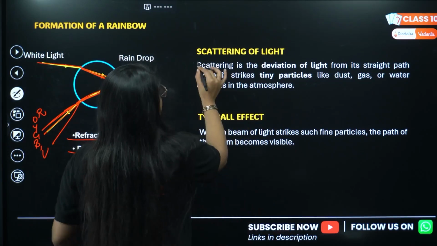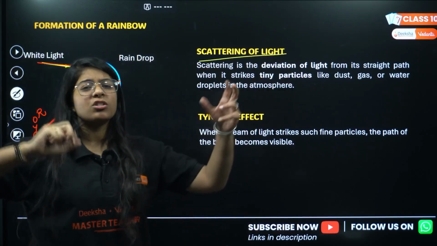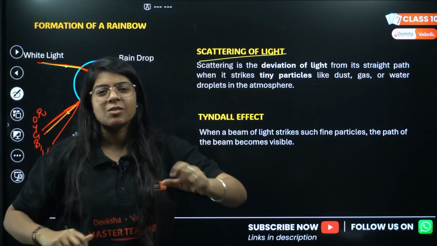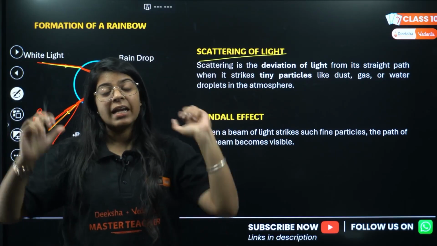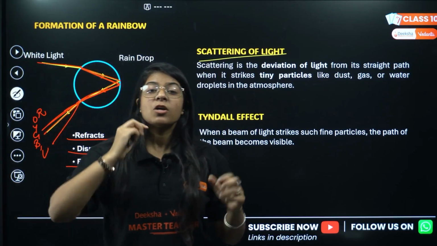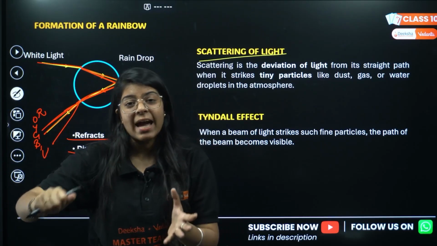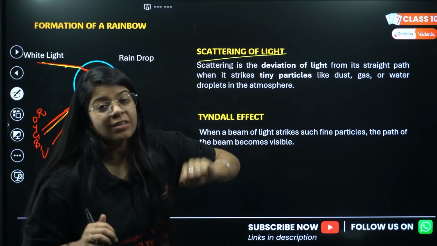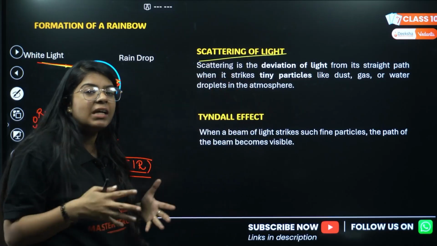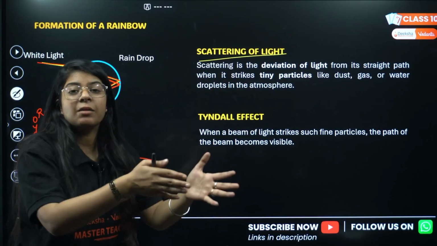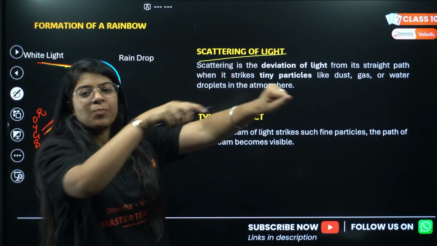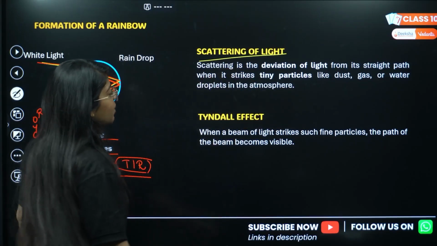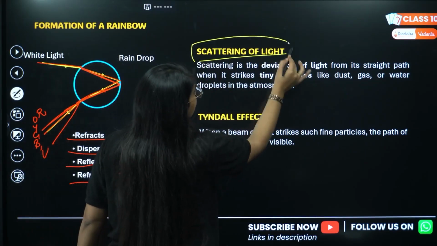Understood? Then we have scattering. We have lots of dust particles, water droplets, gas inside our environment, in our air, right? So when light strikes those tiny particles, it gets deviated from its straight path. The light is going straight, this is a gas particle, it strikes it and gets deviated from its straight path. That is called scattering of light.